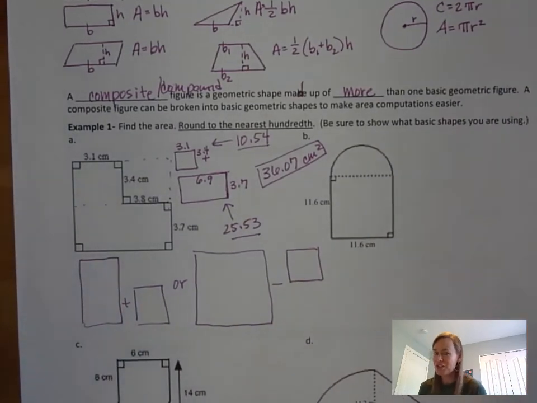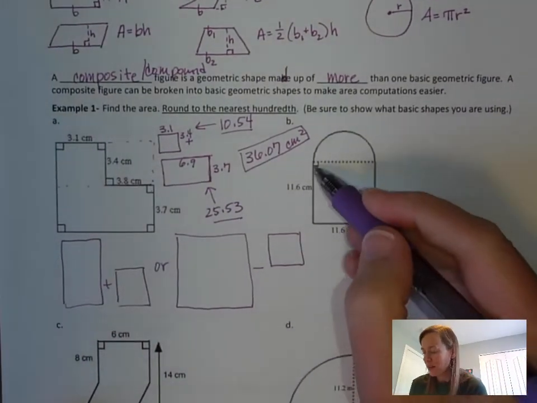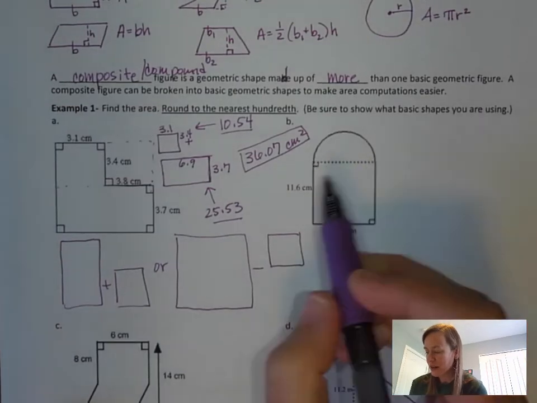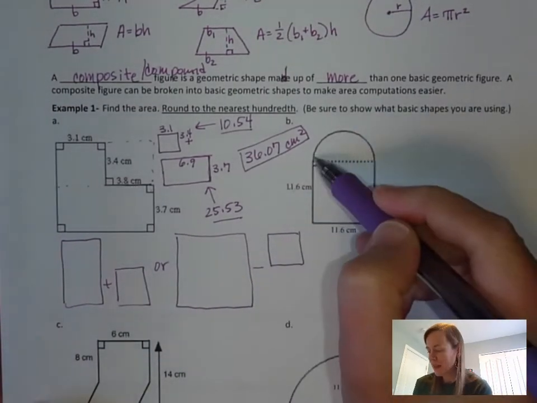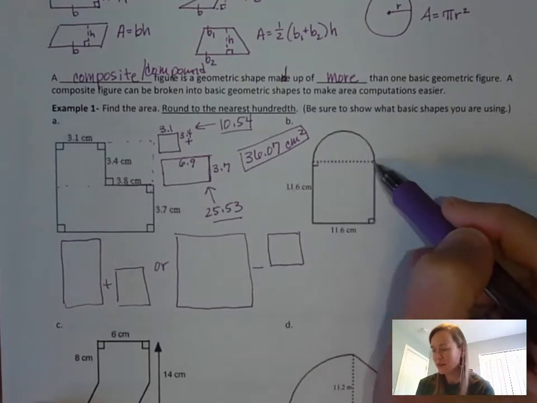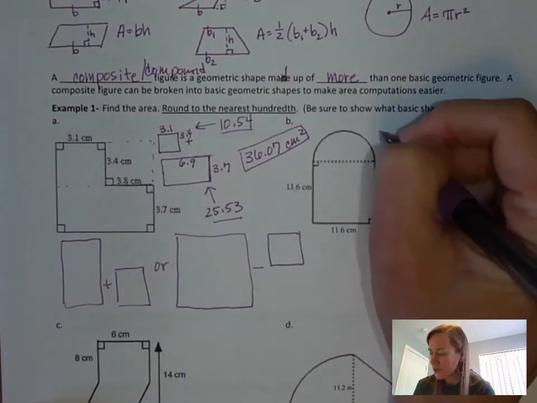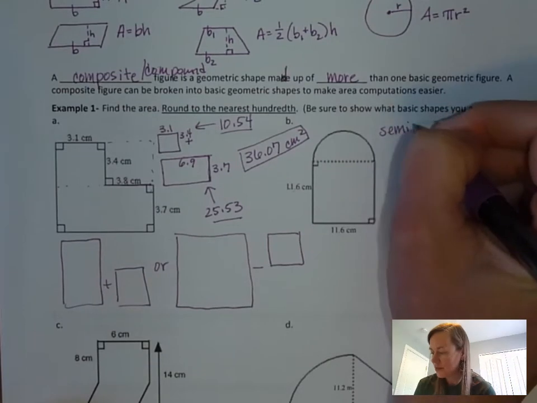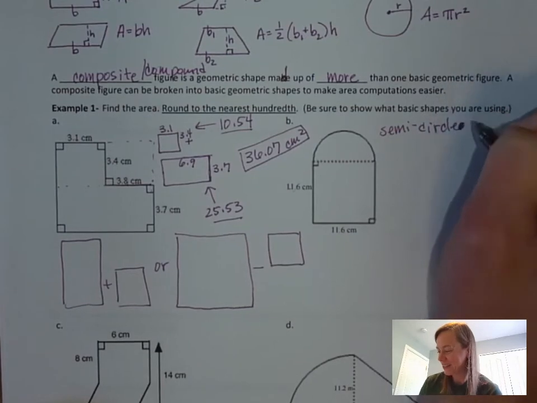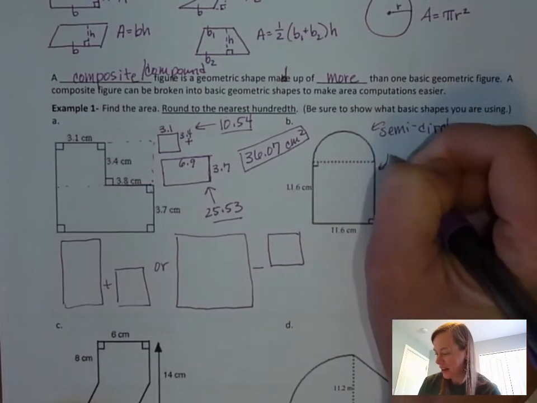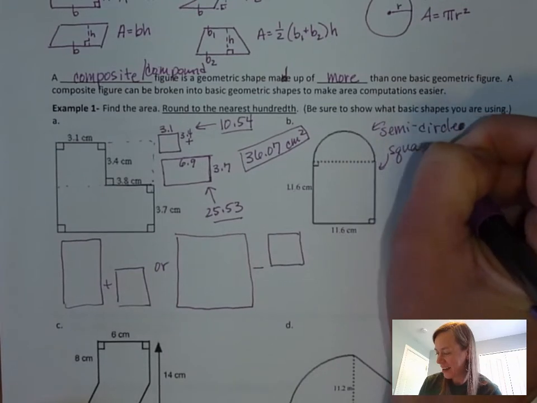Okay, so what shapes do we have? It seems pretty clear that we have a square down here because both sides are 11.6, right? And then on top, what do we have? This would be a circle, but it's only half of a circle. So we have a semicircle, which I believe is Sandy Rank's favorite shape, right, Sandy? Okay, semicircle right there, and then a square right there.